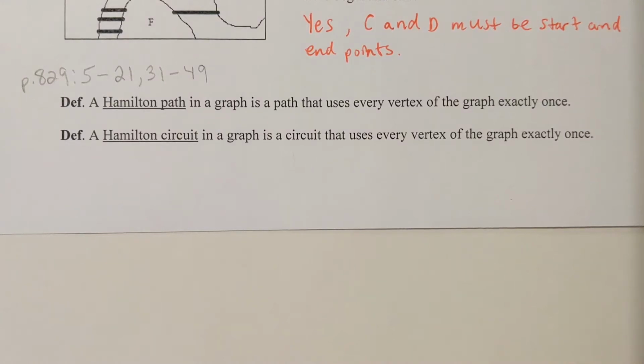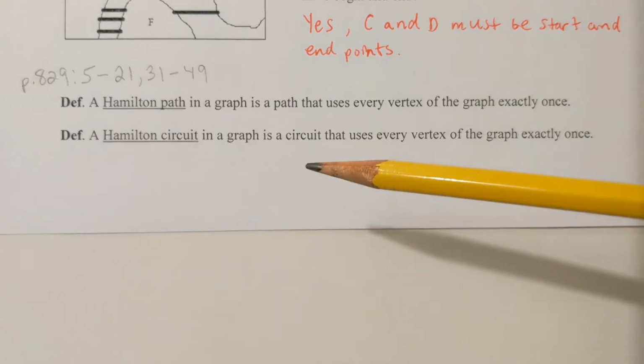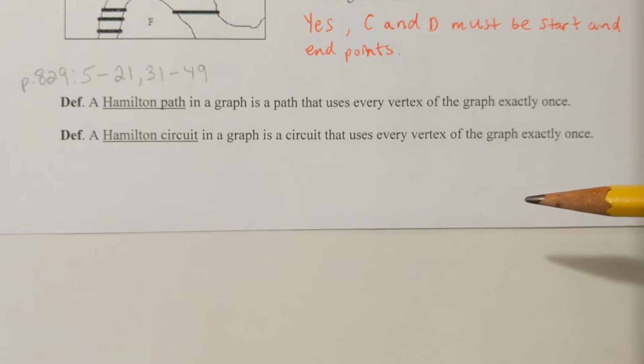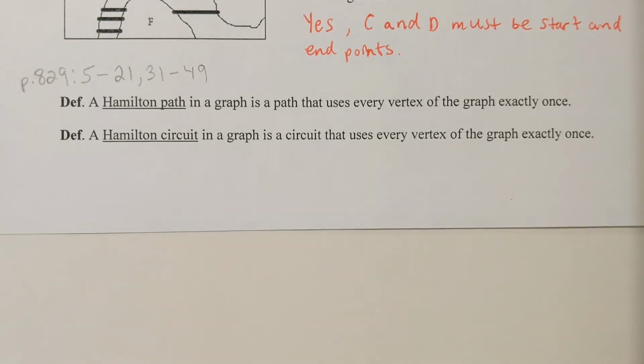Okay, in this video I'm going to begin section 14.3. So a Hamilton path in a graph is a path that uses every vertex of the graph exactly once. A Hamilton circuit in a graph is a circuit that uses every vertex of the graph exactly once. Remember, a circuit is one whose start and end point is the same.